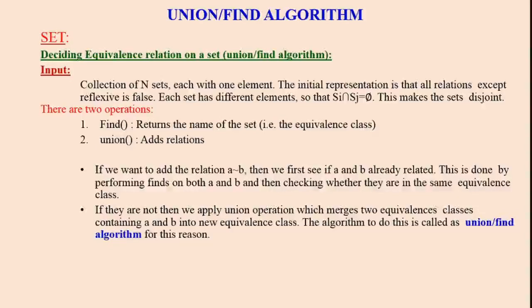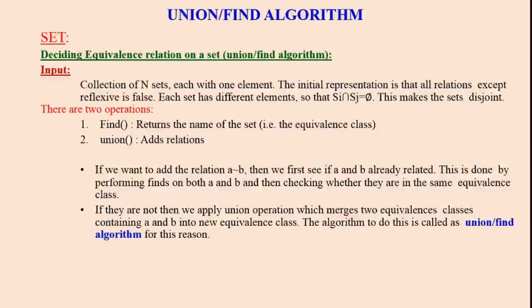Then, in deciding equivalence relation on a set, that is, in the union find algorithm, we have to first discuss the input. The collection of N sets, each with one element. The initial representation is that all relations except the reflexive property are false. Each set has different elements, so that Si intersection Sj equals the empty set. This makes the sets disjoint.